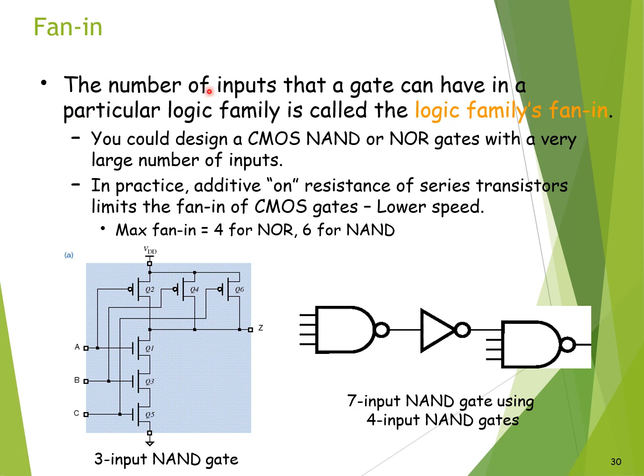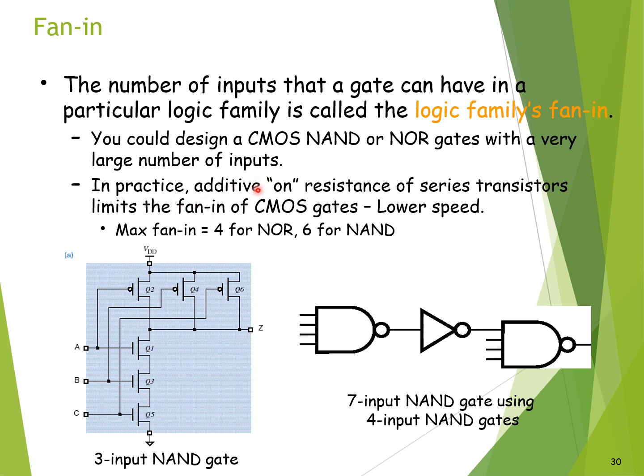So coming to fan in, the number of inputs that a gate can have in a particular logic family is called the logic family's fan in. We cannot simply add the number of gates. If you are adding the number of gates, it might end up in dissipation or it might end up in lower performance. So there are ways to limit the fan in. You could design CMOS NAND or NOR gates with a very large number of inputs. It is also possible, but we have to choose an optimized way.